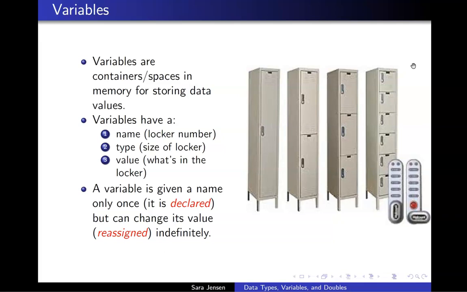And that's why in C++ it's going to be so important for us to tell the computer the type of an object that we're going to be considering, so it knows where to go in memory and how big of a locker to assign to that value that we want to store.